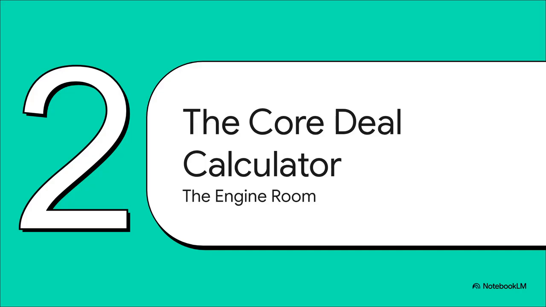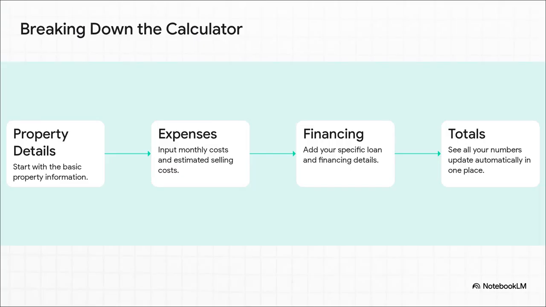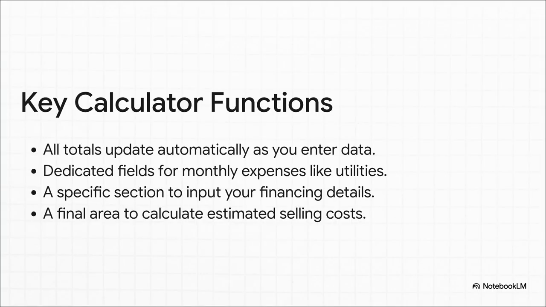Next up, we're diving into what I like to call the engine room, the core deal calculator. This is really the heart of the system, where you figure out if a property is actually worth your time and money. What's great is that the calculator isn't just one giant, intimidating spreadsheet. It smartly breaks the process down into 4 simple steps. It walks you through everything, making sure you don't forget any crucial details, from the basic property info to all your expenses and financing.